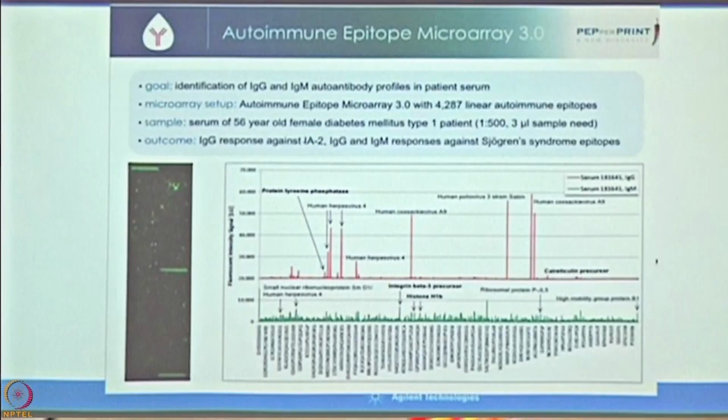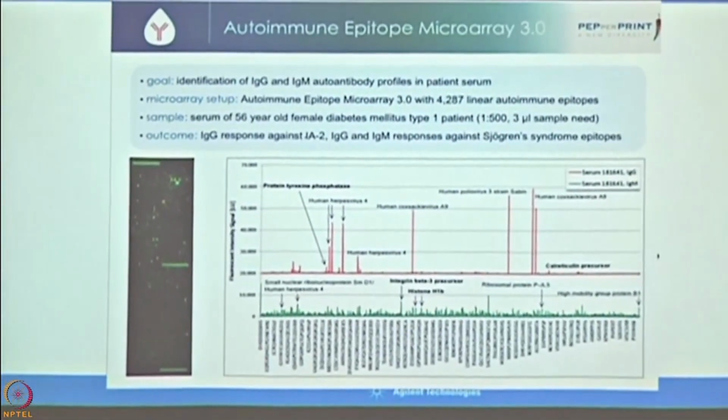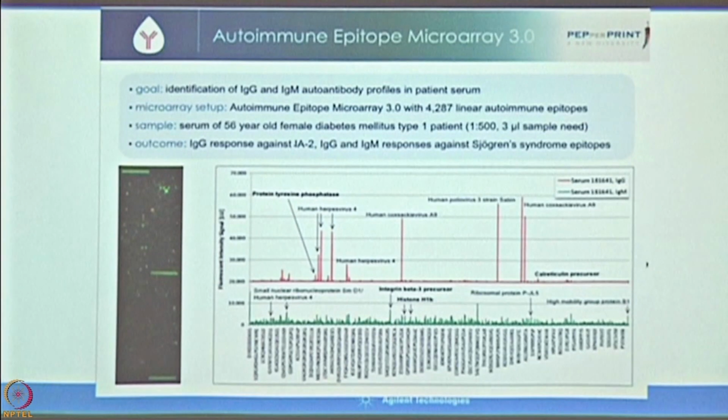So what they do, they took the patient serum of a 56-year-old diabetes mellitus type 1 patient, and they have it on a slide to check the autoimmunes, right? And see, the green one is the IgM signal and this is the IgG signal, the response of the antibodies, right? So this is the IgG, this is the IgM, and if you see, this is the protein tyrosine phosphatase. This is the regular one; if you have diabetes mellitus 1, you are going to get this signal.